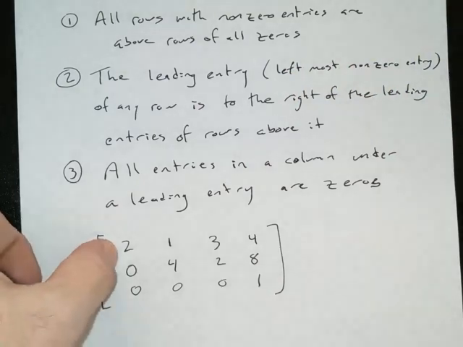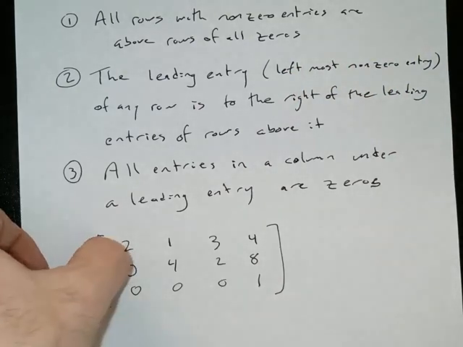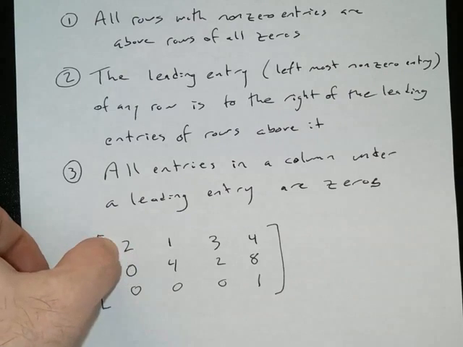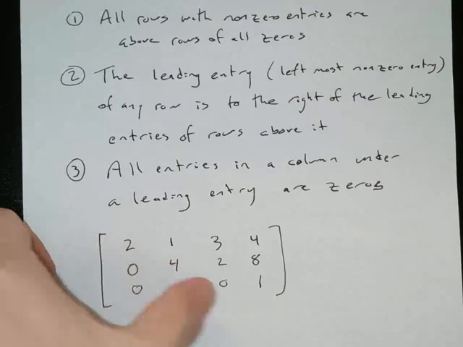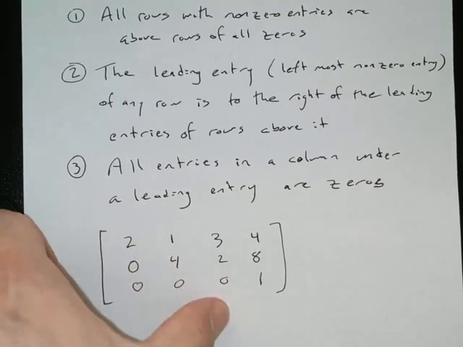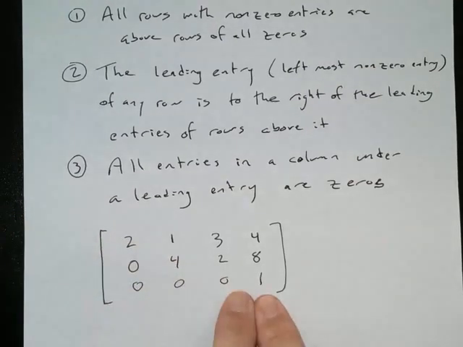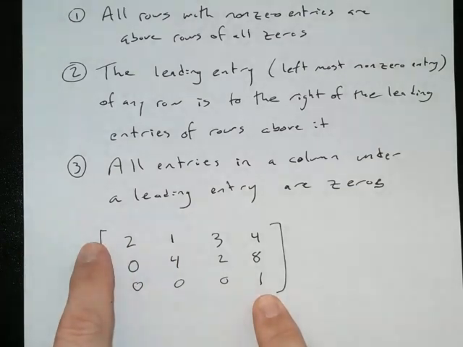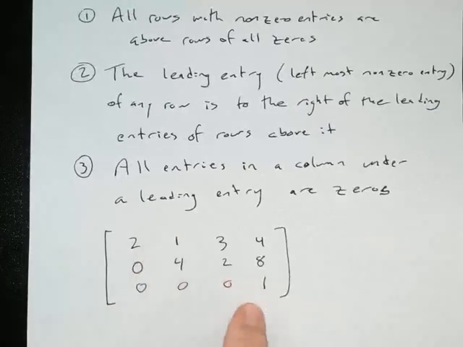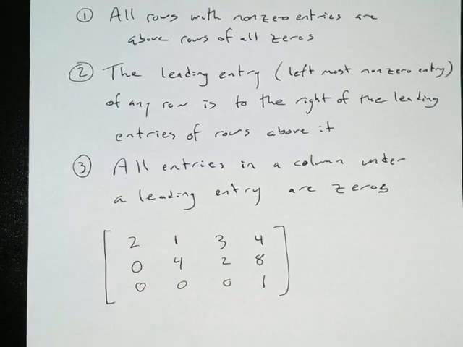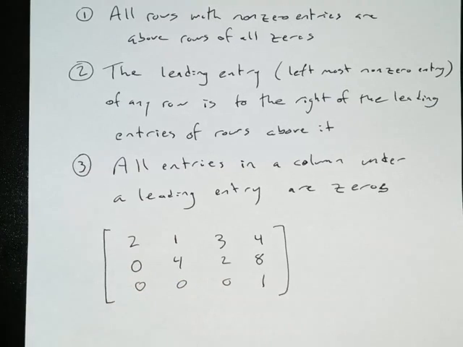The leading entry on any row is right of the leading entries above it. So the leading entry in the first row happens to be all the way to the left. Leading entry in the second row is 1 unit to the right of that. The leading entry in the third row is all the way on the right, but that means it's definitely right of this 4 and it's definitely right of this 2. Check. Underneath the leading entries, I see only zeros. That's condition 3.